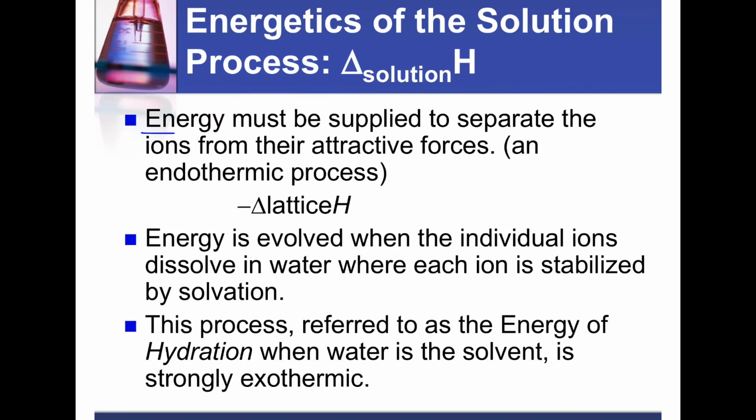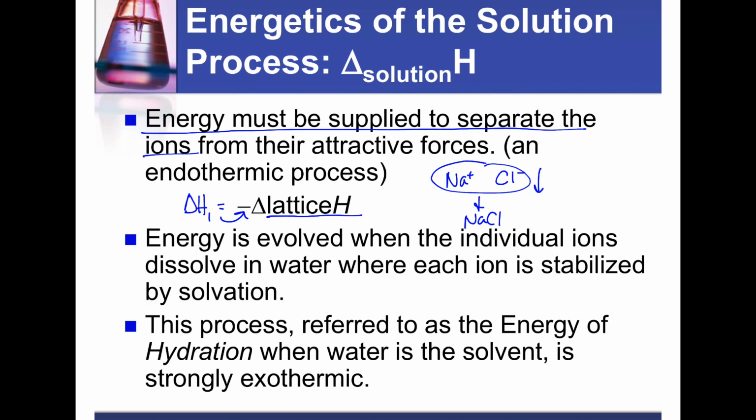So again, the energy that we have to supply to separate the ions from each other is related to the lattice energy. But the reason why it's negative here, so this would be delta H1, is because the lattice energy is defined as two ions coming together to make a crystal. And when they do that, they go down in potential energy, they give away energy, and it's exothermic.